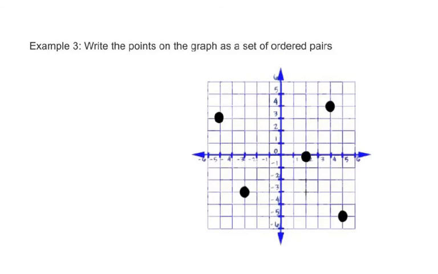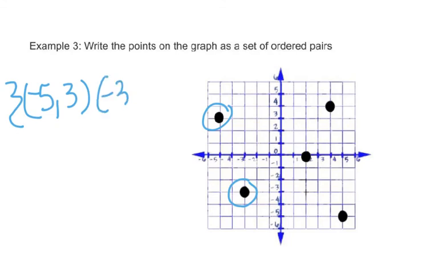Then you could be asked to do that in reverse. It may already be graphed for you and you have to say, where are these located? So I'm going to have a little brace there and I'm going to put an ordered pair. I'm going to start with this one right here. It is a negative 5 along the x-axis and 1, 2, 3. So it's negative 5 on the x-axis and up 3 onto the y-axis. How about this point? It's negative 3 on the x and negative 3 on the y. So my next ordered pair would be negative 3, negative 3.